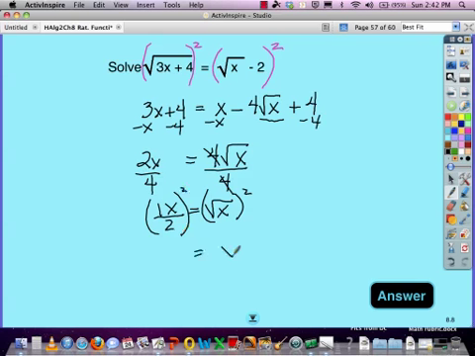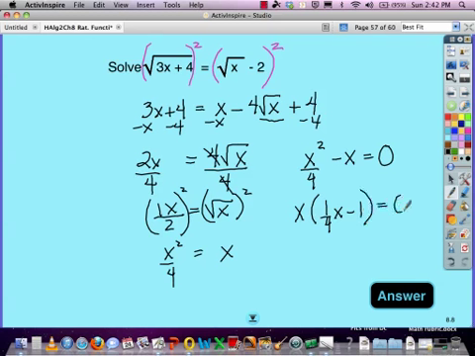So we've got x equals, and here we would have x squared over 4. To get the x's together, everything on one side, looks like we're going to have x squared over 4 minus x equals 0. We could factor out an x, and we'd have 1/4 x minus 1 equals 0.